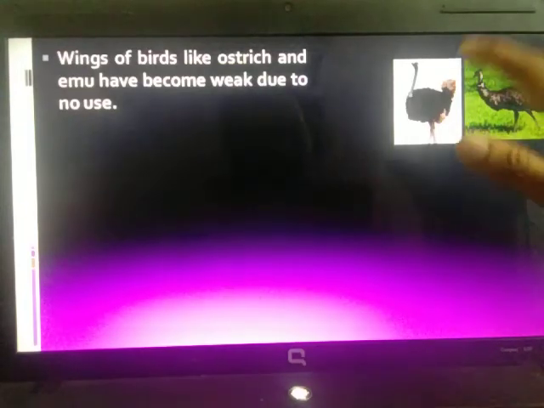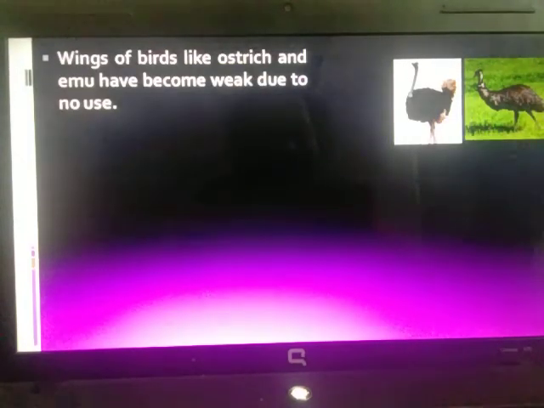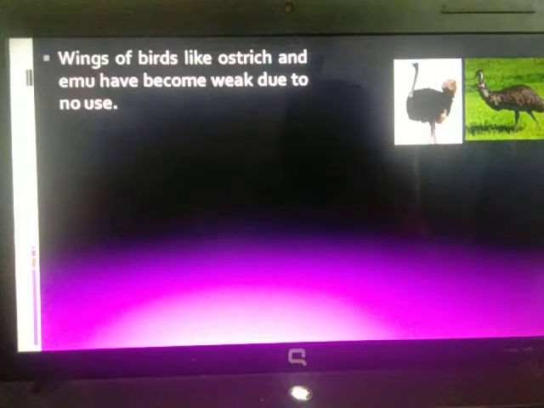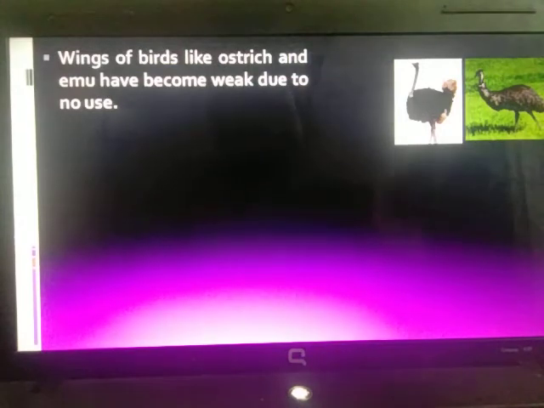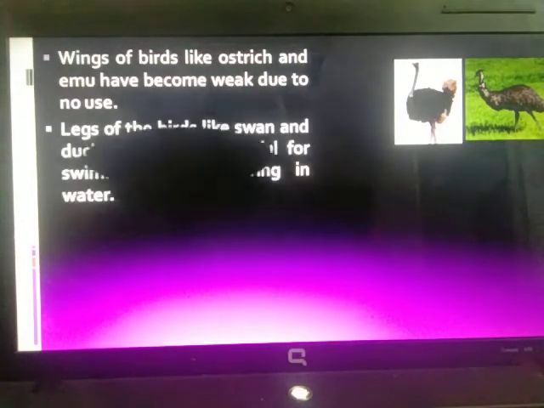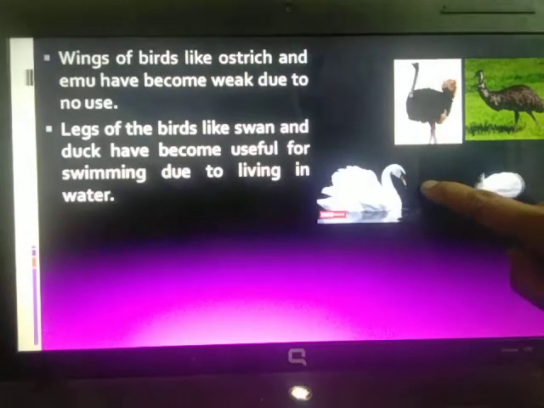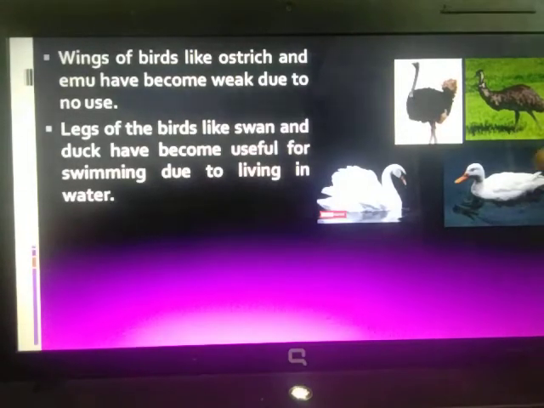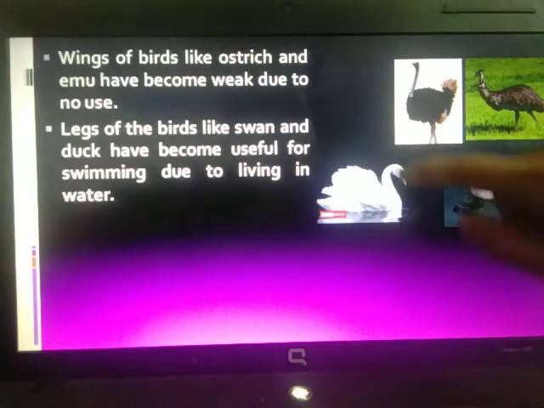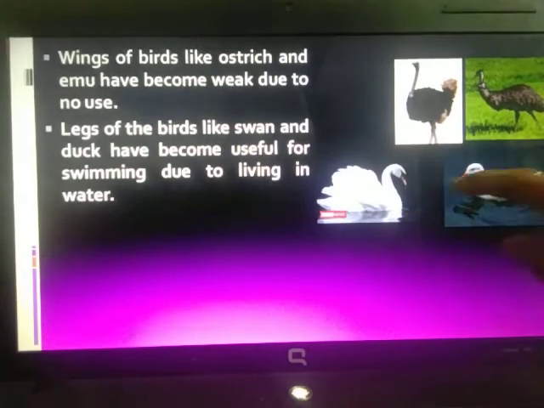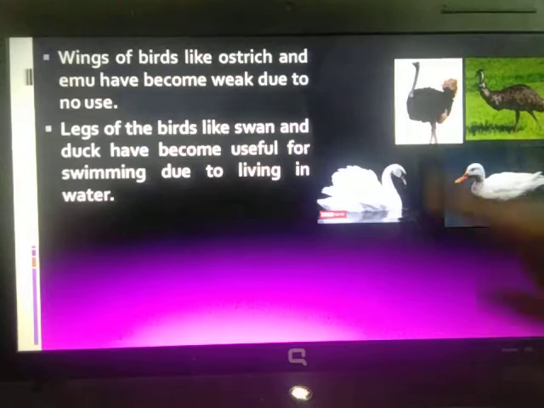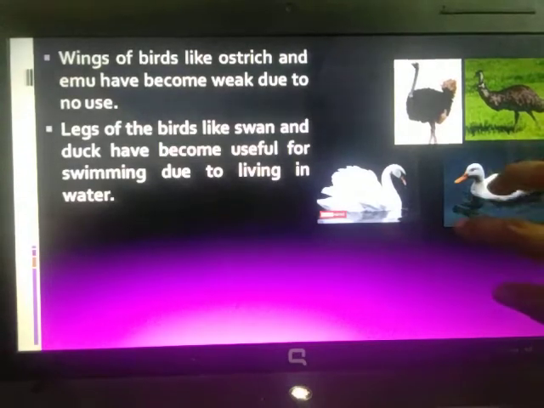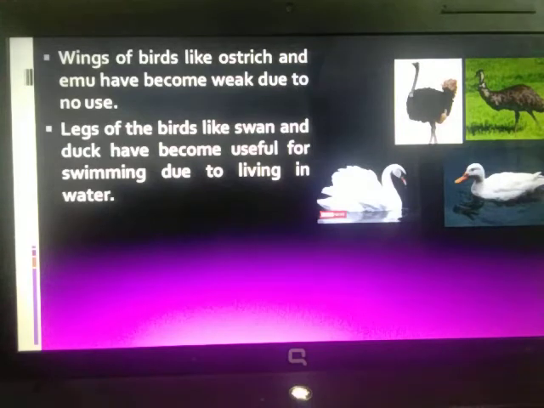Now you might be knowing that ostrich or emu doesn't fly. That means due to not flying, their wings have become very weak. Next he adds that legs of the birds like swan and duck have become useful for swimming due to living in water. Fine. Actually they are birds, but they are found mostly in the water swimming. So because of that, since they are using their legs for swimming, they have longer legs.